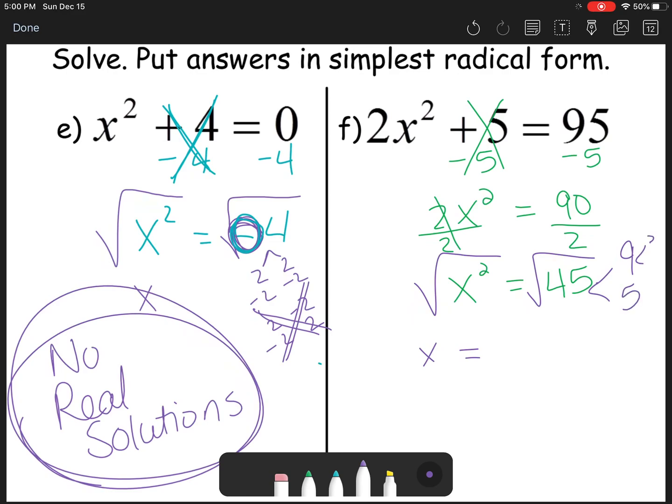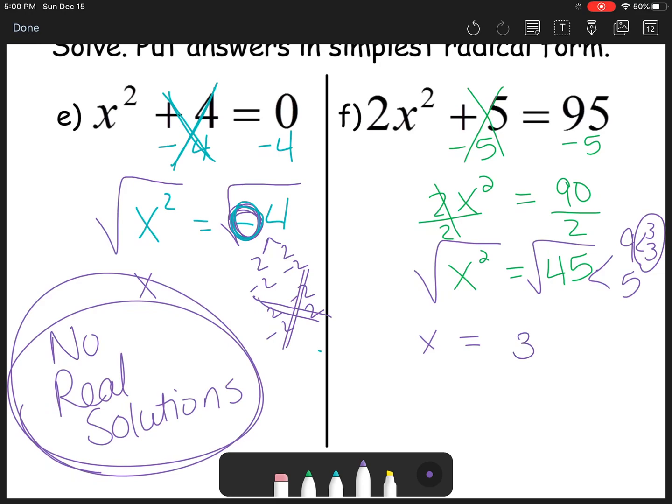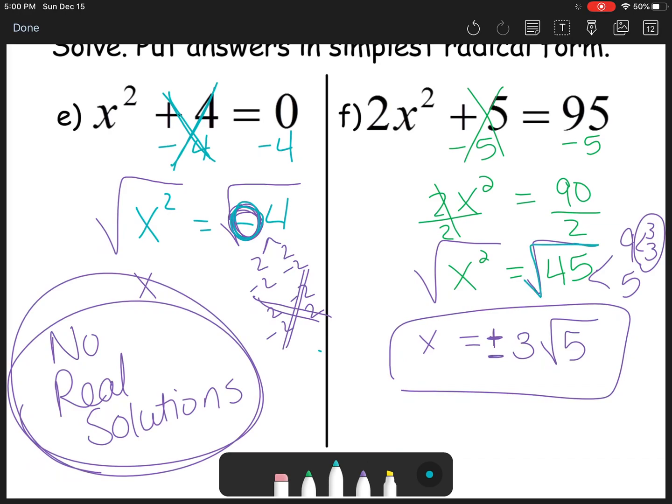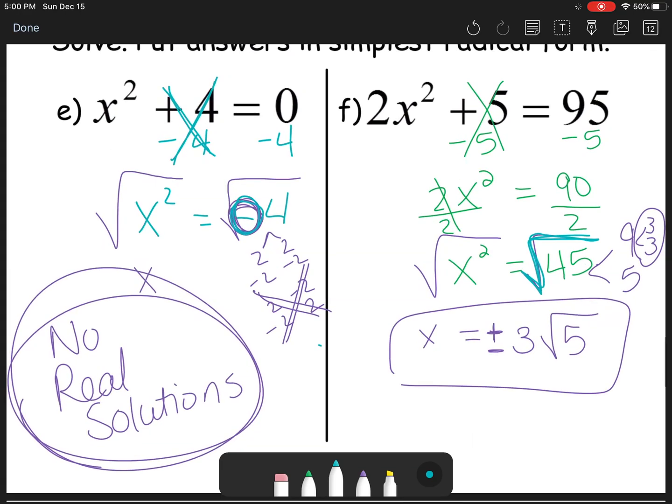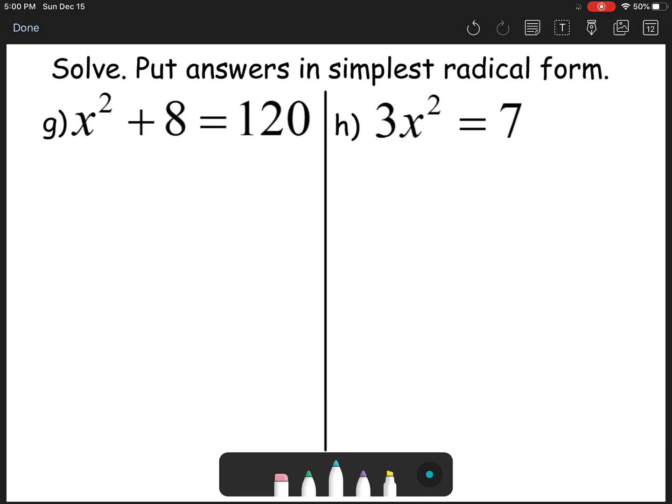We could write this as 9 times 5. In other words, 3 times 3 times 5. So we would have the square root of 3 squared is 3. The square root of 5 we can't simplify, so that's stuck inside our radical. And then always remember your plus or minus. So x equals plus or minus 3 times the square root of 5. And remember, if you can simplify, you have to, so that's why we had to simplify the square root of 45.